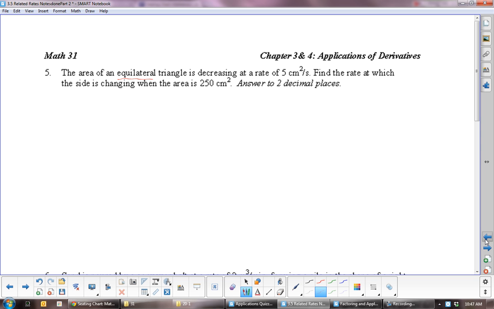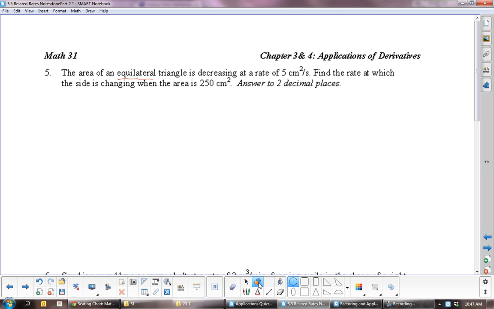Okay, so I don't know if you can picture an equilateral triangle that is shrinking at a rate of 5 centimeters squared per second. Find the rate at which the side is changing. Okay, so we'd be looking at ds over dt. So just to get an idea of what we're talking about here.